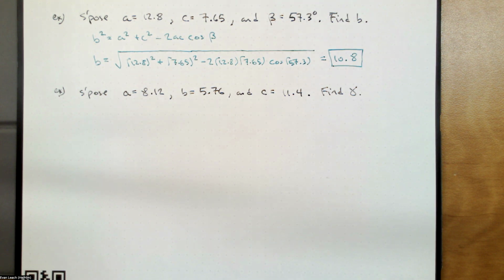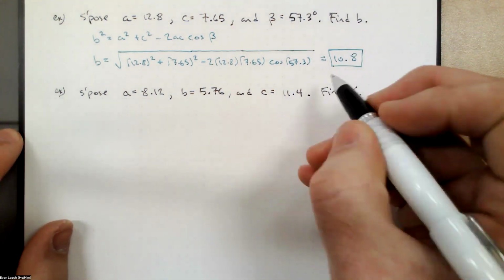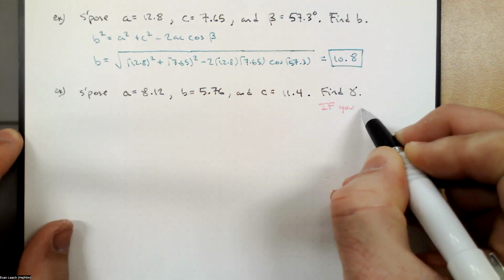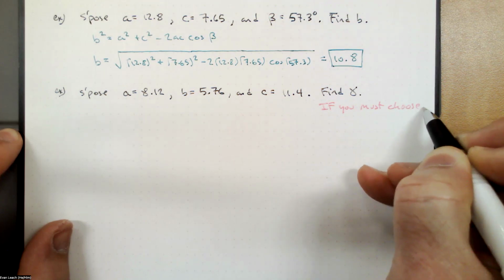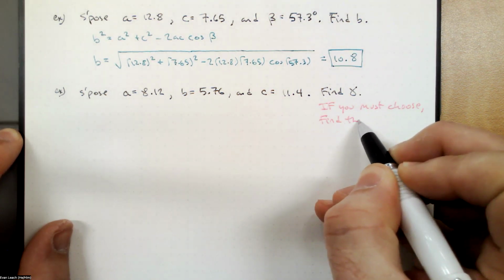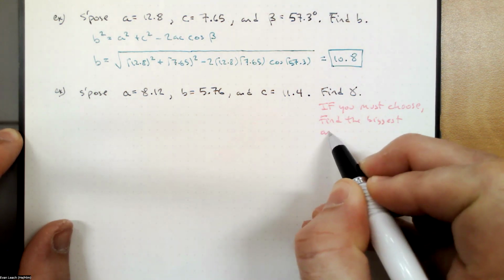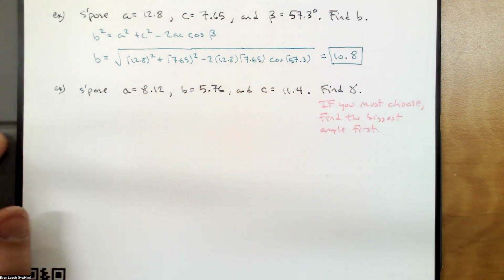The reason I decided to switch to gamma and find gamma first is that gamma is going to be the biggest angle in this triangle. If you have to choose, pick the biggest angle. So A is 8.12, B is 5.76, C is 11.4. So opposite C is gamma. Opposite the biggest side, you'll find the biggest angle. If you have a choice, go for the biggest angle first. This is called prison rule. If you have a choice, find the biggest angle first.